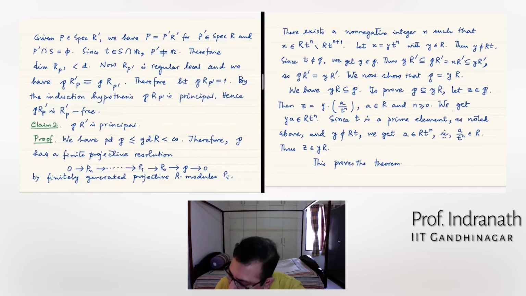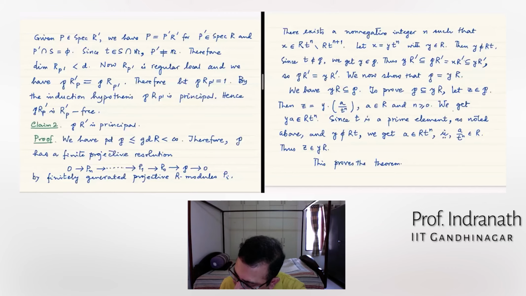Okay. And now we show that P is actually equal to yR. So you have actually found a y in P. What you have done is you have found a y in P such that P R' is y R'. Now you are saying that this is going to work with respect to R also. So yR is contained in P, that is fine. Now to prove the reverse, you start with a z, then you write it as y a to the power a by t to the power n because of this.